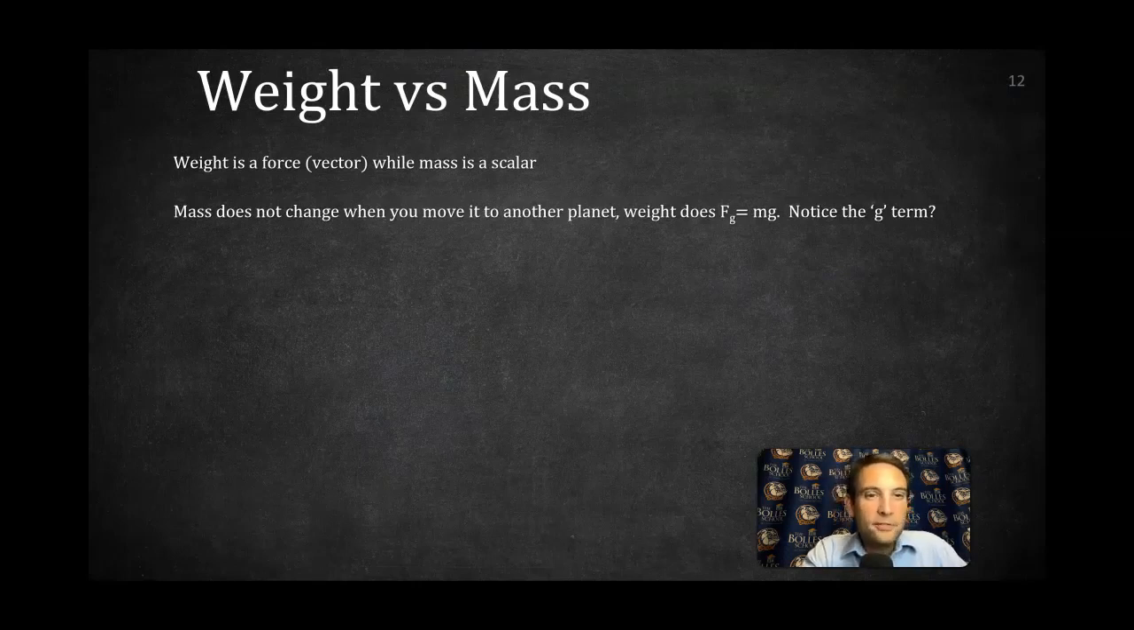Weight is a force, which is a vector, while mass is a scalar quantity. Mass does not change when you move to another planet, weight does. Notice Fg equals mg, and that little g changes depending on where you are. When you go to the moon, you're not dealing with g equals 10 meters per second squared anymore. Now you're looking more like g equals 1.67 meters per second squared. So you weigh different amounts based on where you are.